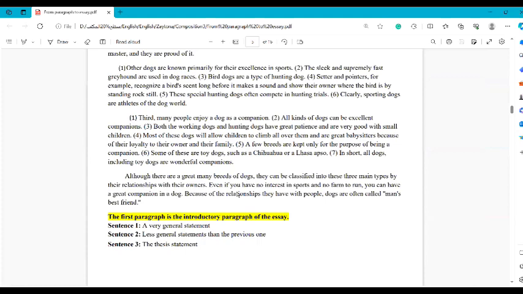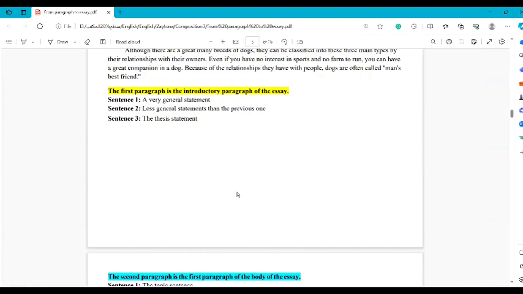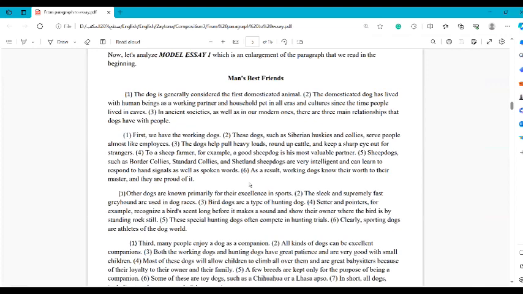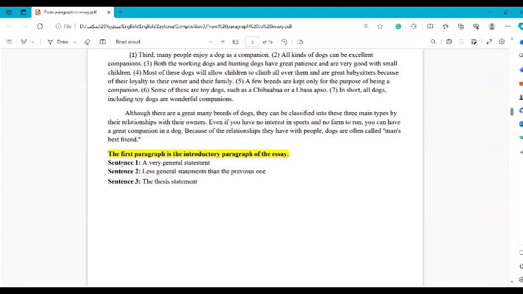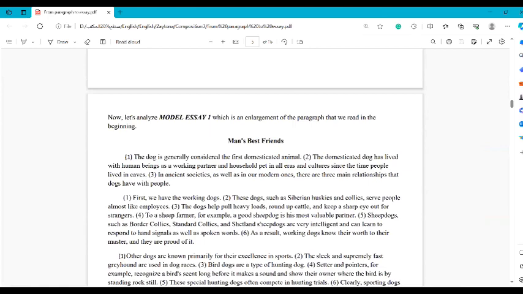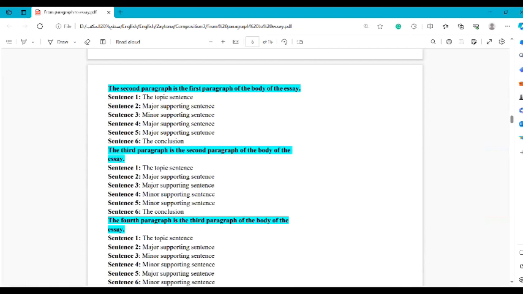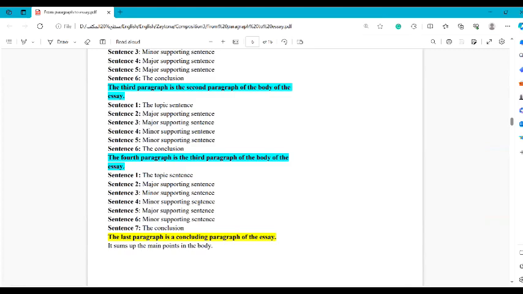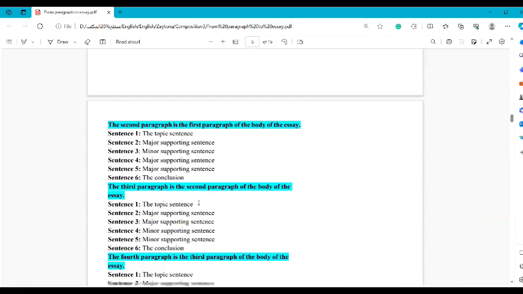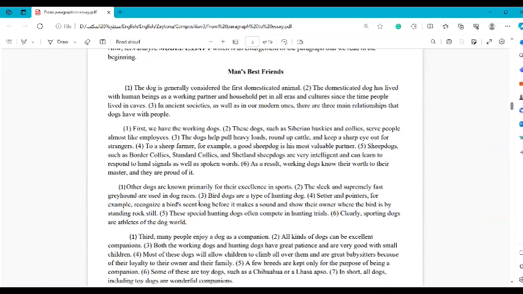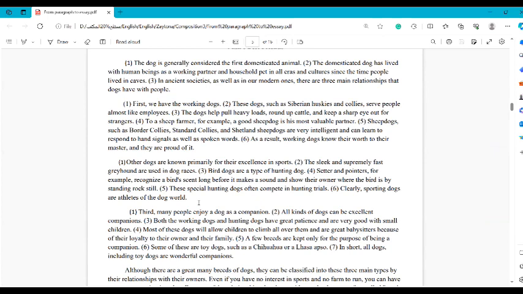Because we are running out of time, I will send you this file. Please reread this essay. Analyze this essay. For example, see sentence number one. It is general. Sentence number two, less general. Sentence number three, the thesis statement in the introduction. Then let's see the body paragraphs, sentence number one, two, three, etc. Read it after the lecture. After reading the essay, you will analyze the sentences. And after that, your homework is to write a similar essay to this essay. Inshallah.